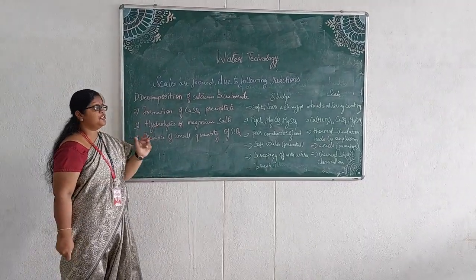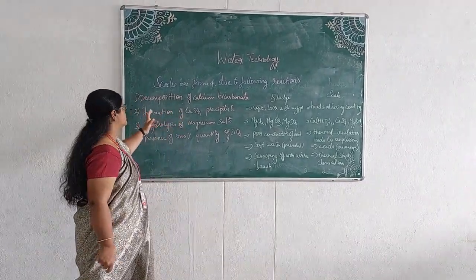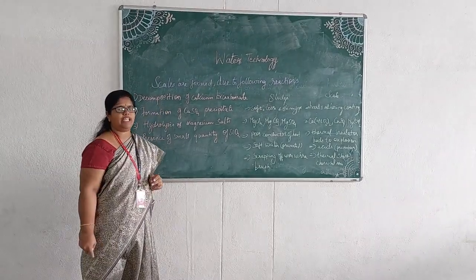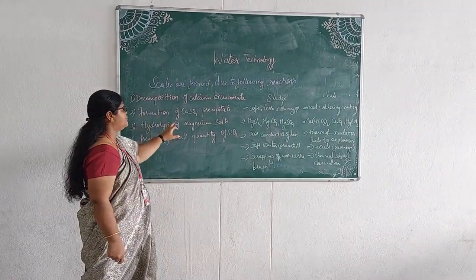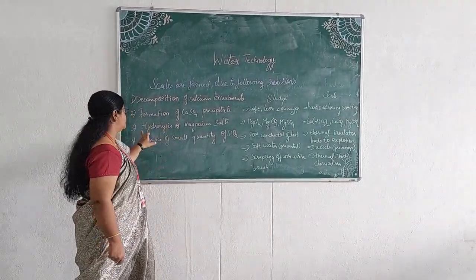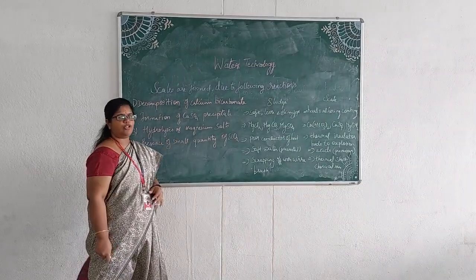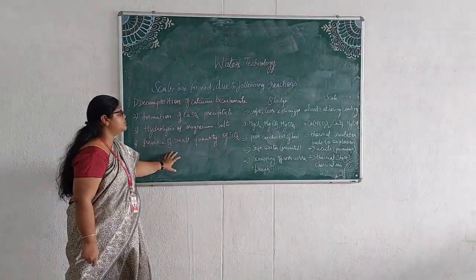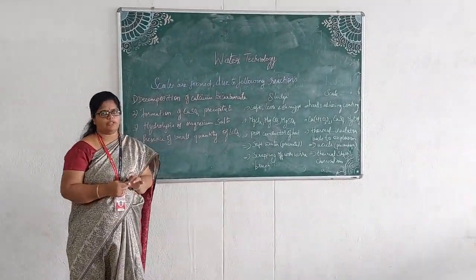Scales are formed due to the following reactions. One is decomposition of calcium bicarbonate, two formation of calcium sulfate precipitate, three hydrolysis of magnesium salt, and four presence of a small quantity of silicon oxide.